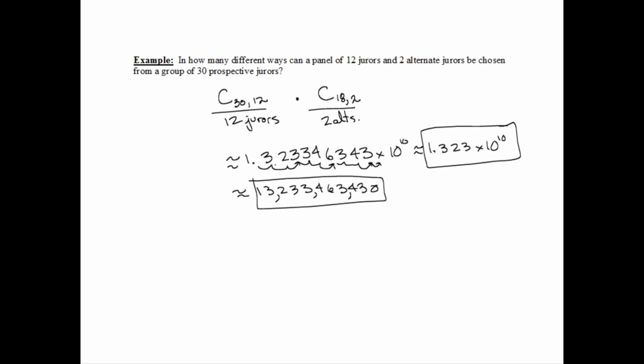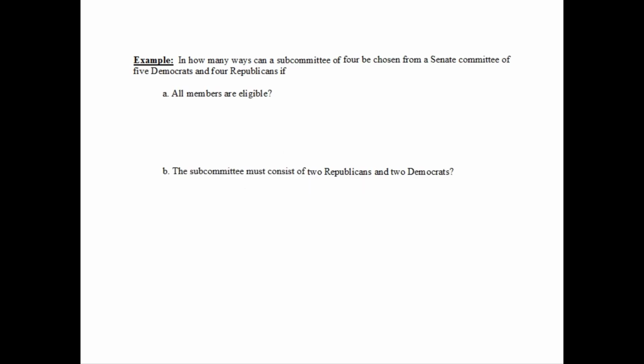Okay, let's do one more example. How many ways can we choose a subcommittee of 4 from a Senate committee of 5 Democrats and 4 Republicans? And we've got a couple different conditions here. First, all members are eligible, so the party doesn't matter. We're just going to choose from our Senate committee of 5 Democrats and 4 Republicans. We're going to choose 4 members to be in our subcommittee.